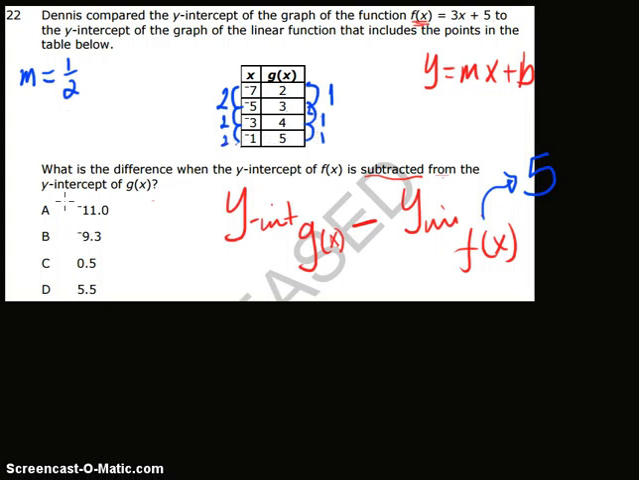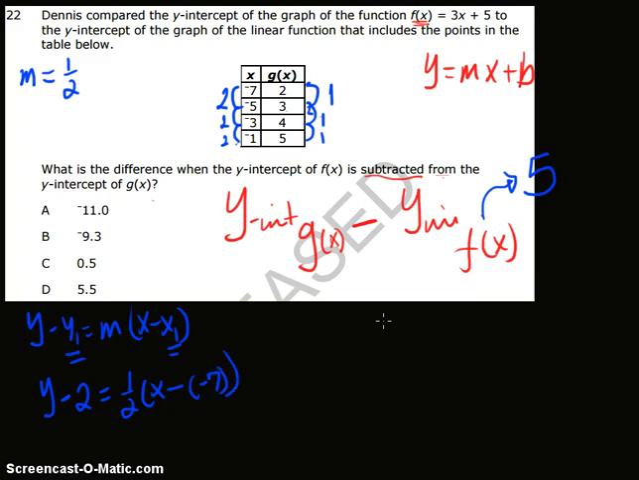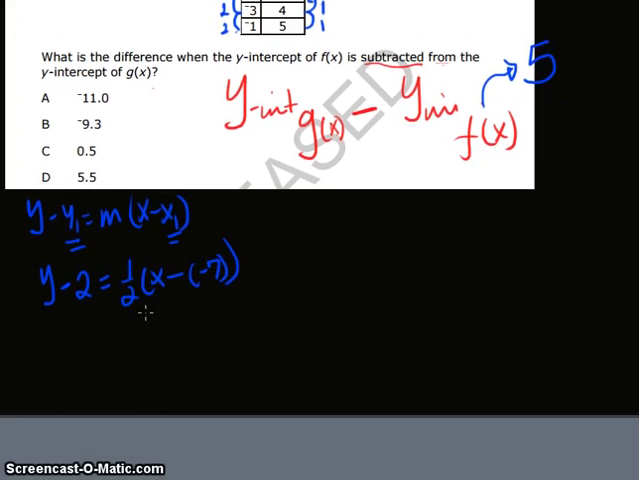So I'm going to apply point-slope form, which is y minus y1 equals m times x minus x1. As x1 and y1, I'm going to choose one of these points. For simplicity, let's go ahead and choose the first one, which is x is negative 7 and y is 2. So I'm going to plug this in. y minus y1 is going to be y minus 2 equals m, which is 1/2, times x minus x1, which is negative 7.